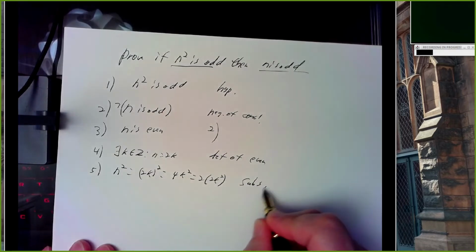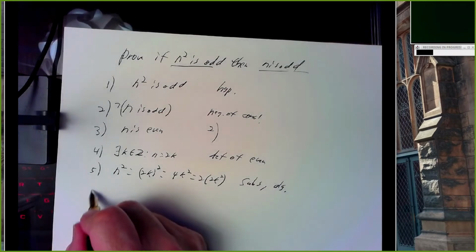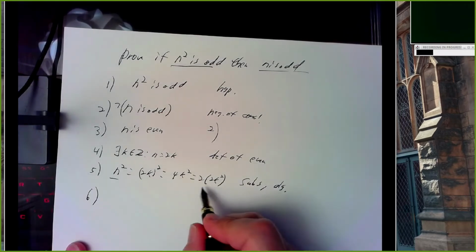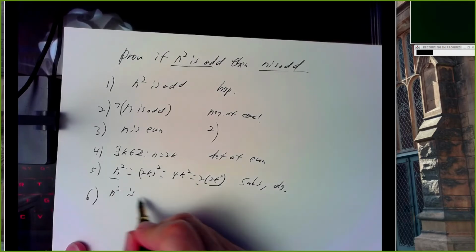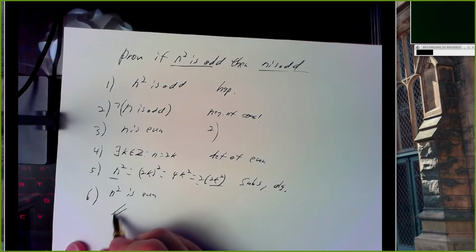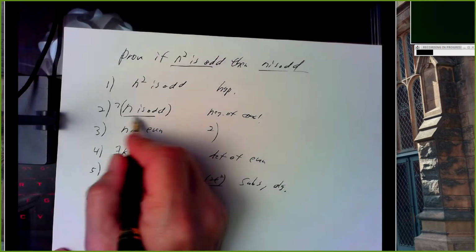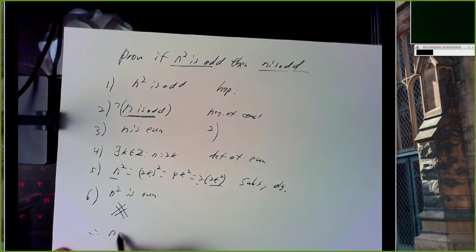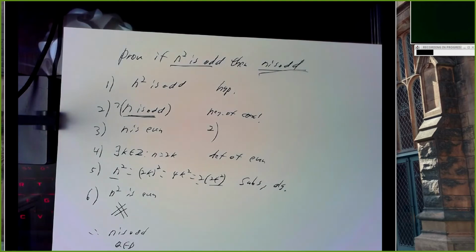And that's substitution and algebra. But since we just showed that n squared is 2 times an integer, that means n squared is even, and that's a contradiction, because we also know n squared is odd. Therefore, this thing that we negated must in fact have been true, and so n is odd. And that's where you can say QED, because that's what you're trying to show, n is odd.